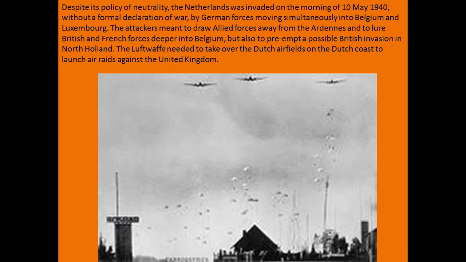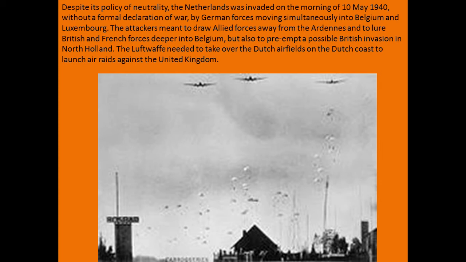Despite its policy of neutrality, the Netherlands was invaded on the morning of the 10th of May 1940, without a formal declaration of war, by German forces moving simultaneously into Belgium and Luxembourg. The attackers meant to draw Allied forces away from the Ardennes and to lure British and French forces deeper into Belgium, but also to preempt a possible British invasion in North Holland. The Luftwaffe needed to take over the Dutch airfields on the Dutch coast to launch air raids against the United Kingdom. And here we have paratroopers coming out of Ju-52 transport aircraft.